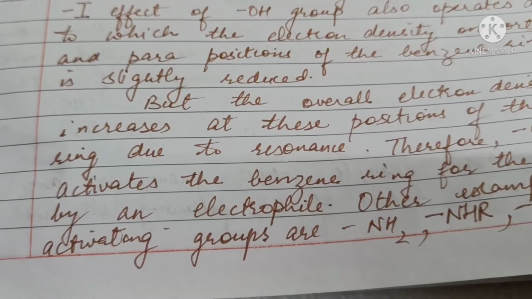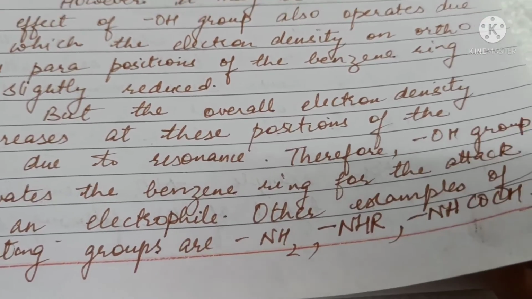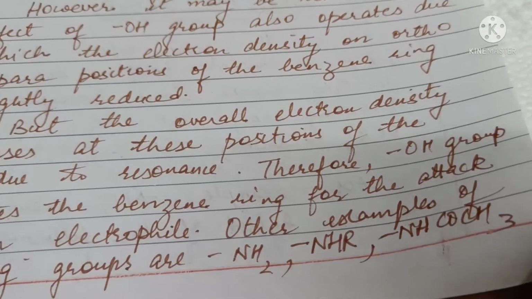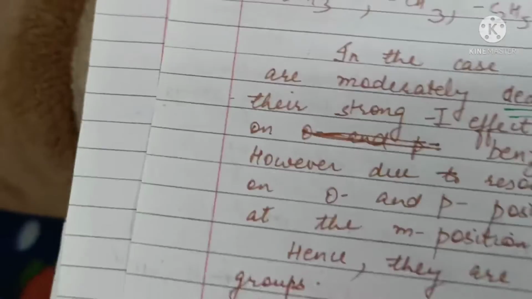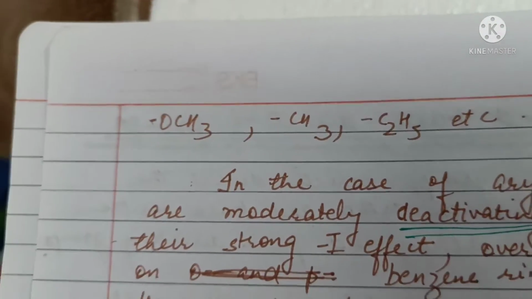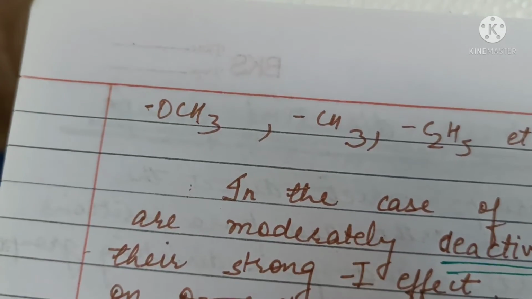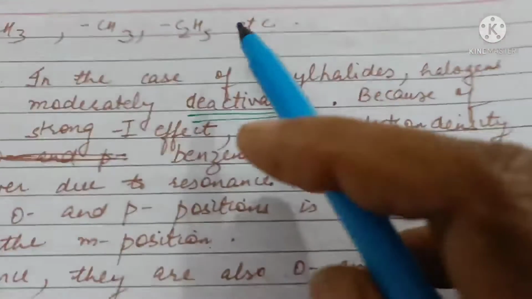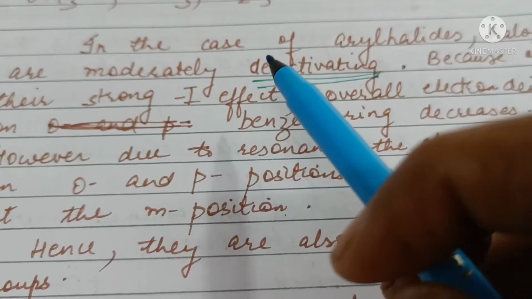Other such examples of activating groups are amino groups, NHR, that is secondary amino, and NHCOCH3, that is N-acetyl amino group. Methoxy group is also electron releasing in nature, so ortho para directing. Methyl group is ortho para directing. Alkyl groups, like ethyl group, are ortho para directing.